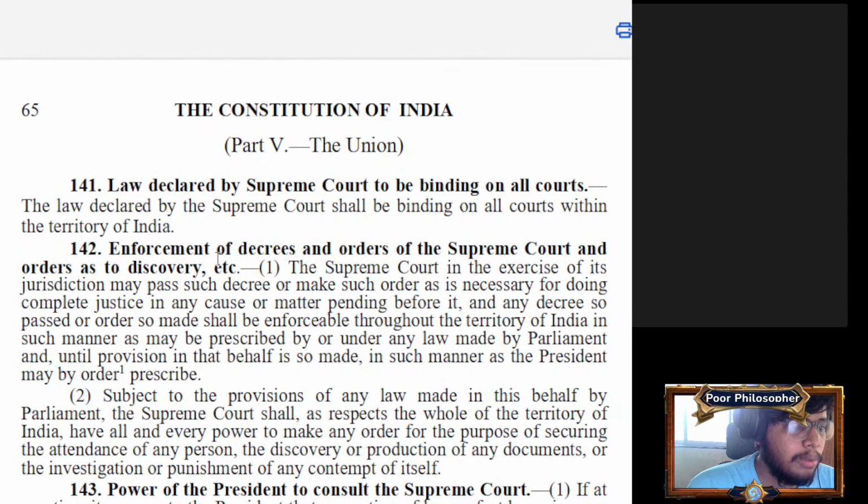Article 142. Enforcement of decrees and orders of the Supreme Court and orders as to discovery, etc. The Supreme Court, in the exercise of its jurisdiction, may pass such decree or make such order as is necessary for doing complete justice in any cause or matter pending before it, and any decree so passed or order so made shall be enforceable throughout the territory of India in such manner as may be prescribed by or under any law made by Parliament, and until provision in that behalf is so made, in such manner as the President may by order prescribe.